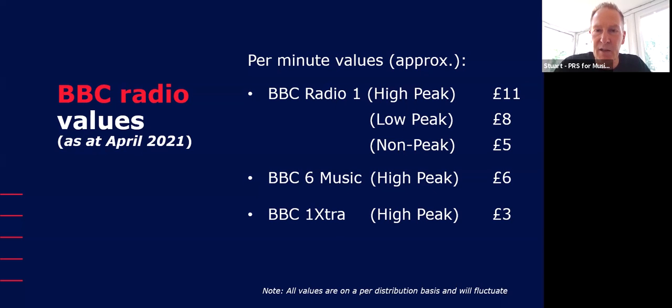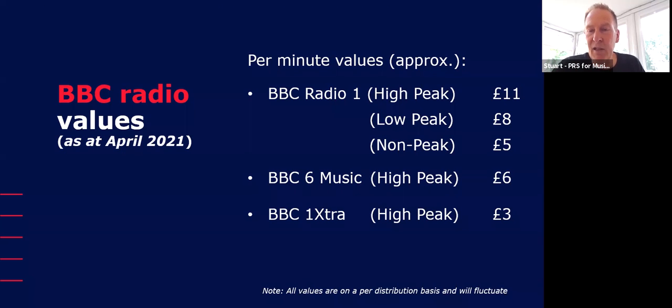Now these are broken down into per minute values. But it doesn't mean that you don't get paid if your music is less than 1 minute. If you get 10 seconds of your music, then you get whatever the proportion of that 1 minute value. Most pop songs are around about 3 minutes or thereabouts. So on that basis, you can see one play on Radio 1 is going to generate around about 33 to 40 pounds, depending on how long the song was played.